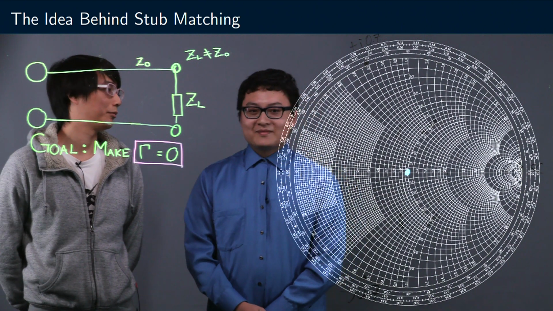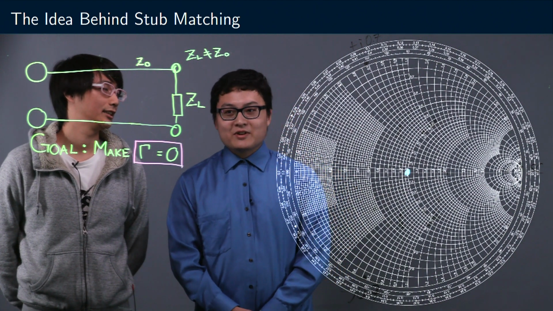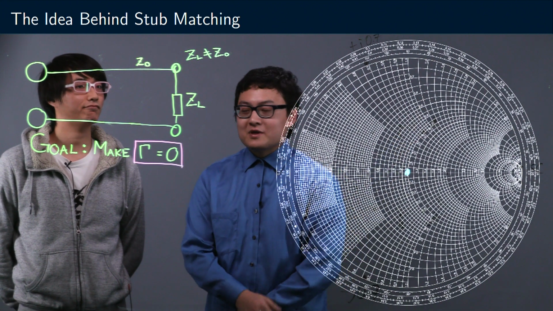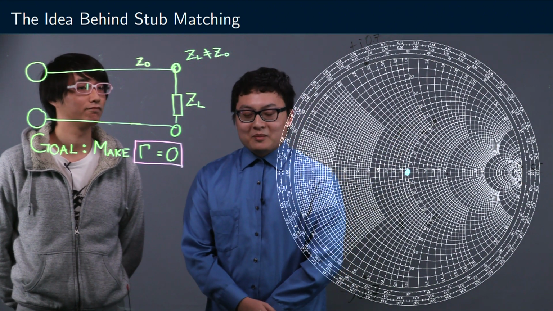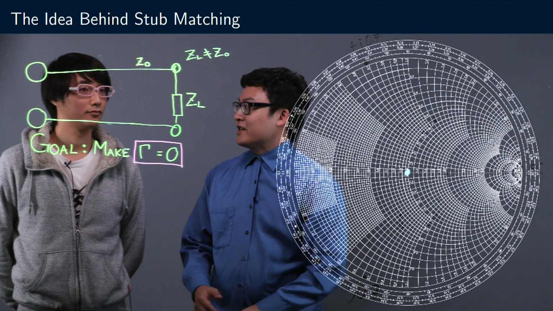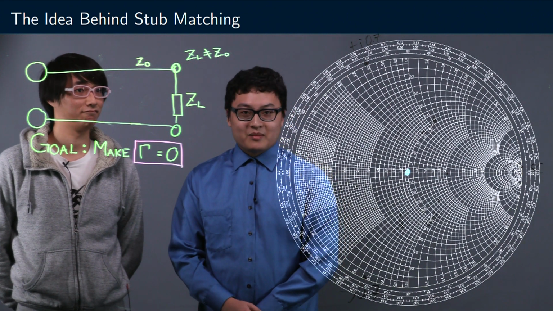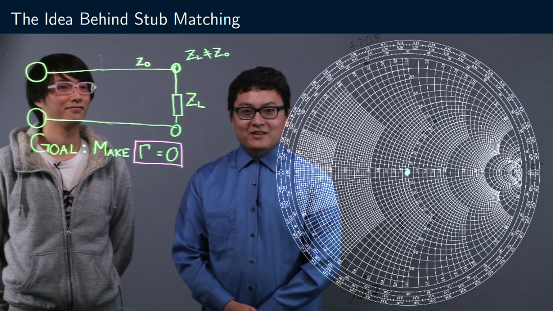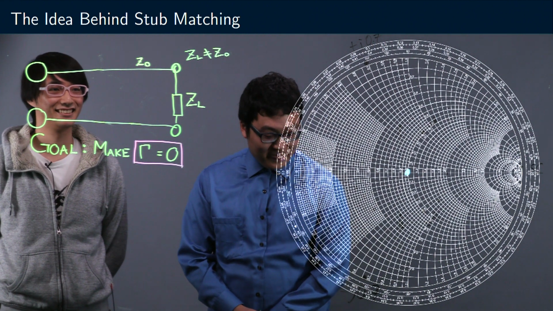So today, what are we going to be talking about, Sam? Well, as you can see, we have some transmission line stuff here. We have a beautiful Smith chart on the side. We're actually going to talk about stub matching today. Stub matching. The idea behind stub matching. Wow, sounds hard. I think so too. I used to think so.